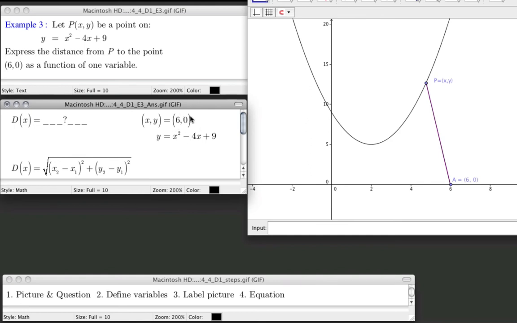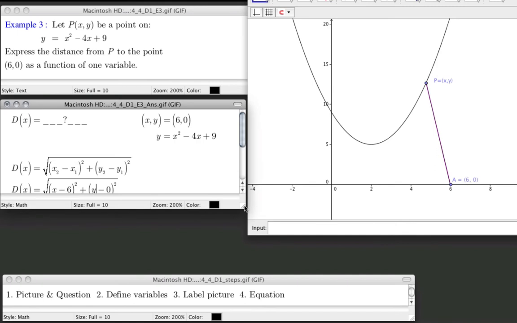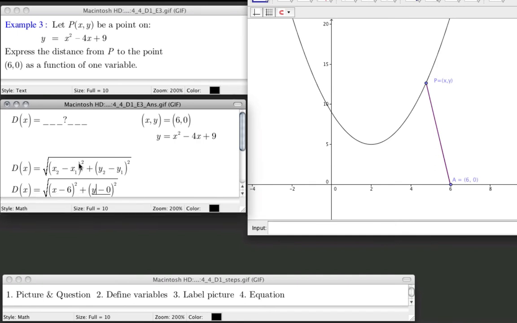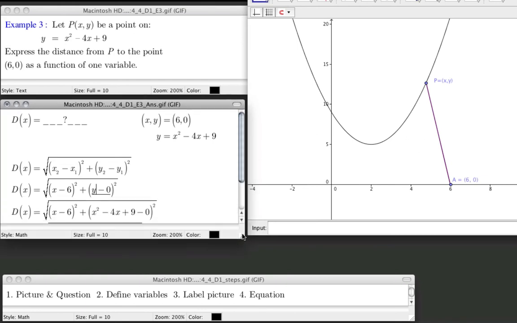First thing I can do is replace one of the xy pairs with the point that I have, 6, 0. So changing x1 and y1 into 6 and 0 gives me this. I'm at least down to 2 variables now. I have an x and a y. If I want to write the distance as just the function of x, y can be changed into x squared minus 4x plus 9. So I replace that y with that quantity there, and I think I'm done.